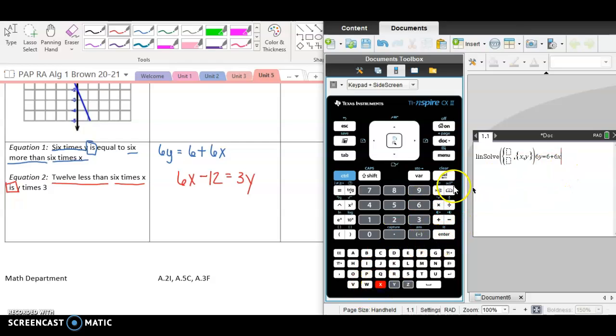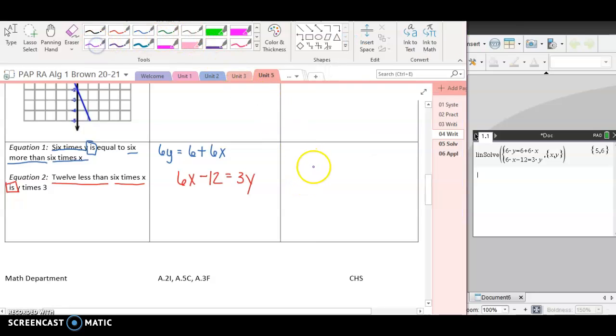Oh gosh, what happened there? That happens sometimes. All you have to do is just pay attention. 6y equals 6 plus 6x. Then we have 6x minus 12 equals 3y. We hit enter, and our solution is 5, 6.